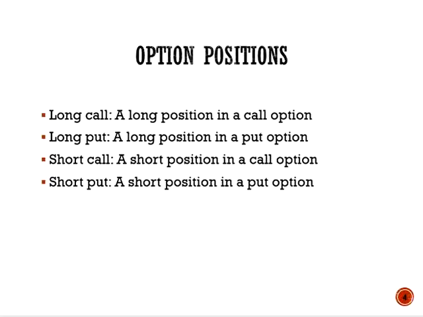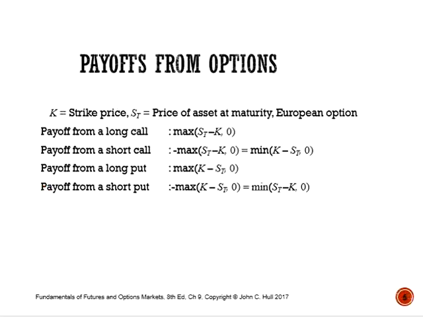It is often useful to characterize a European option in terms of its payoff to the purchaser of the option. The initial cost of the option is then not included in the calculation. If K is the strike price and ST is the final price of the underlying asset, the payoff from a long position in a European call option is max(ST - K, 0). This reflects the fact that the option will be exercised if ST > K and will not be exercised if ST ≤ K.